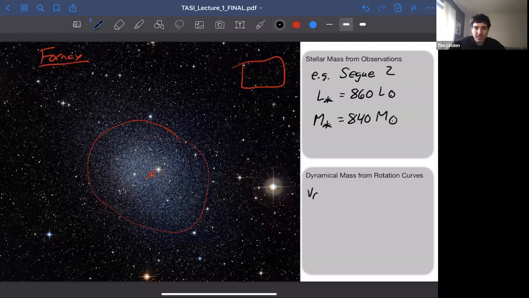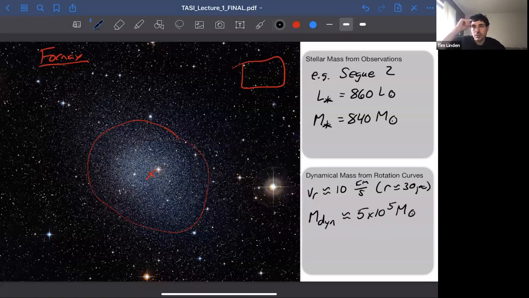The rotation velocity that you calculate for all the stars that are orbiting is around 10 kilometers per second. It's much smaller than the 200 kilometers per second or so we calculated for the Milky Way. And this is at a radius of around 30 parsecs now, instead of 30 kiloparsecs, so a much smaller radius. And this gives us a dynamical mass for this system that is around 5 times 10 to the 5 solar masses, compared to the 840 solar masses that are seen in stars.